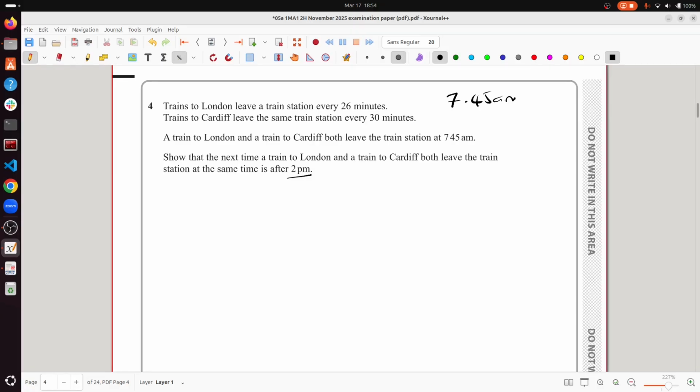So I'm going to use prime factor decomposition because I don't want to list out all the multiples of 26 and all the multiples of 30. But if you find that way better, feel free to use the multiples of 26 and 30. So for 26, I have that as 2 times 13. They are both prime numbers. For 30, I have 2 times 15, and I have 3 times 5. They are both prime numbers.